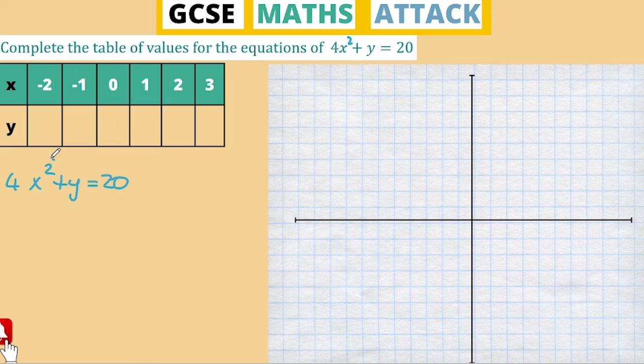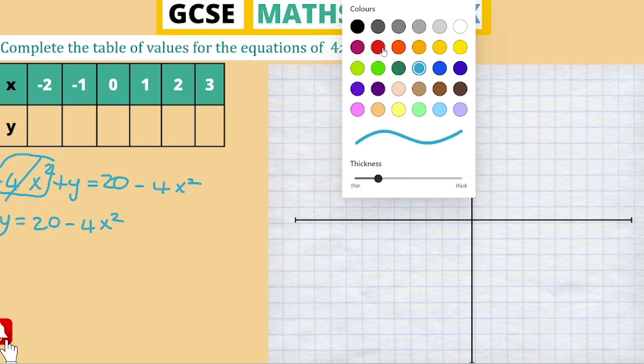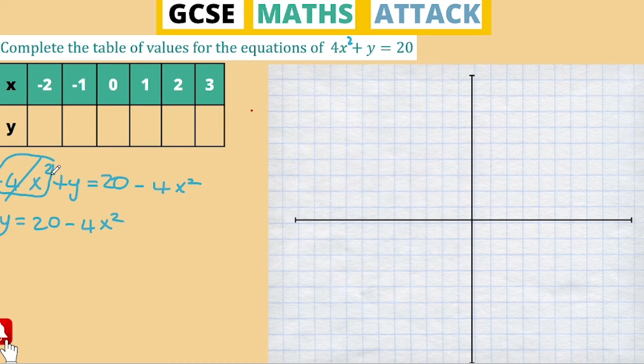So I'm going to remove this section over here, and because it's positive, I'm going to make it a minus. So I'm going to minus 4x squared on both sides. So I have y is equal to 20 minus 4x squared. Okay, so now that I have this, I can use this equation to work out the values. Now that I have rearranged my formula, I can complete the table of values.